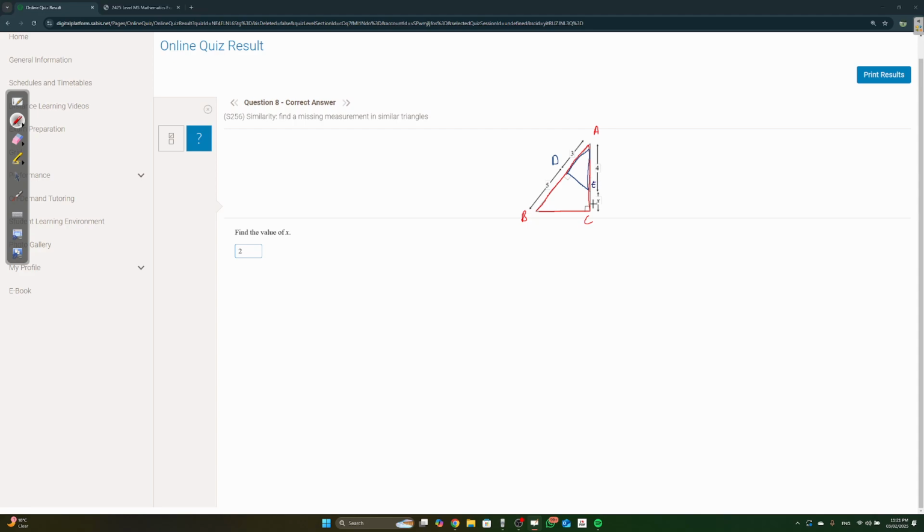What do we know? We know angle C is equal to angle D. Why? Because looking at the red triangle and the blue triangle, D is also a right angle. We also know angle A is common in both triangles. This angle A is equal to angle A itself.